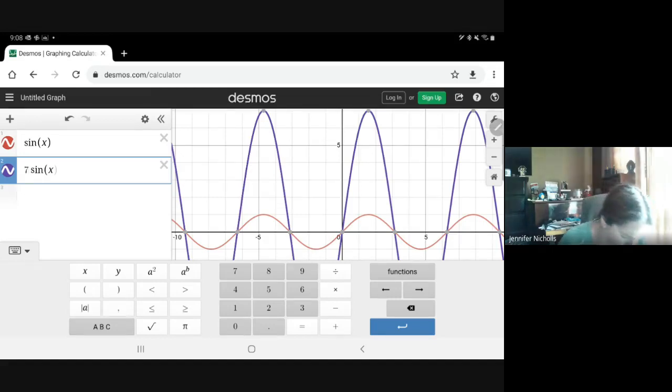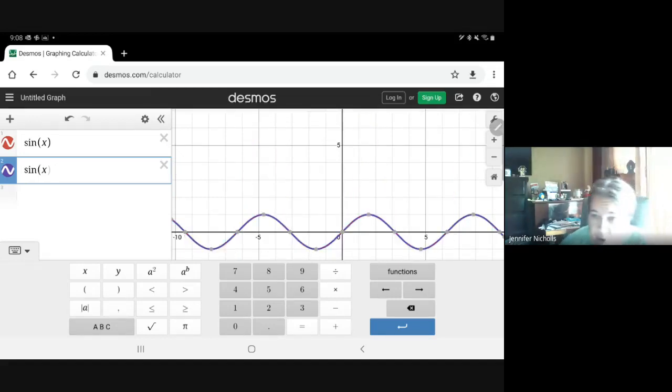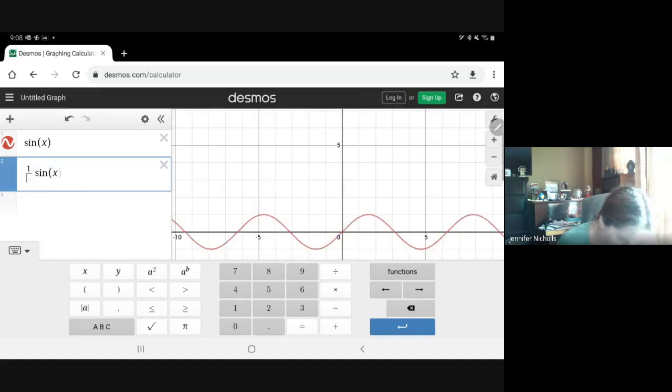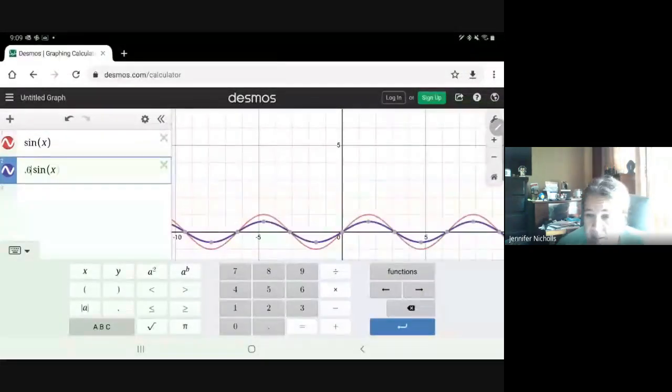Right? So it did get taller. Okay. And then how could I make it shorter? Yes, a fraction. So say 1/4th. That made it real short. 1/2. A decimal. 0.6. Does that make sense?